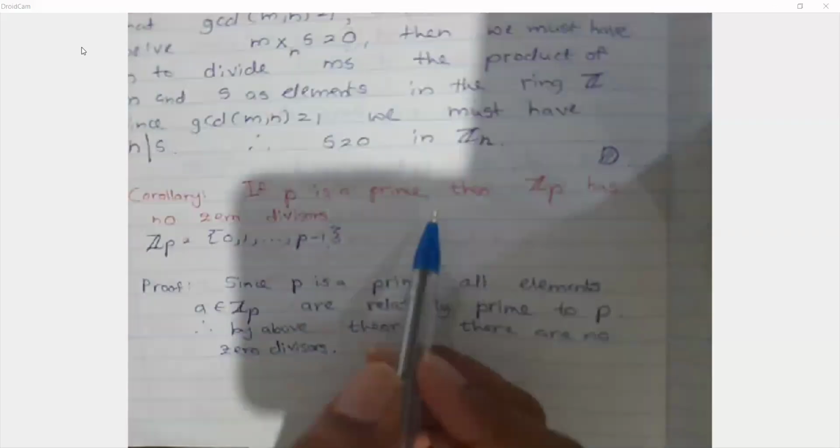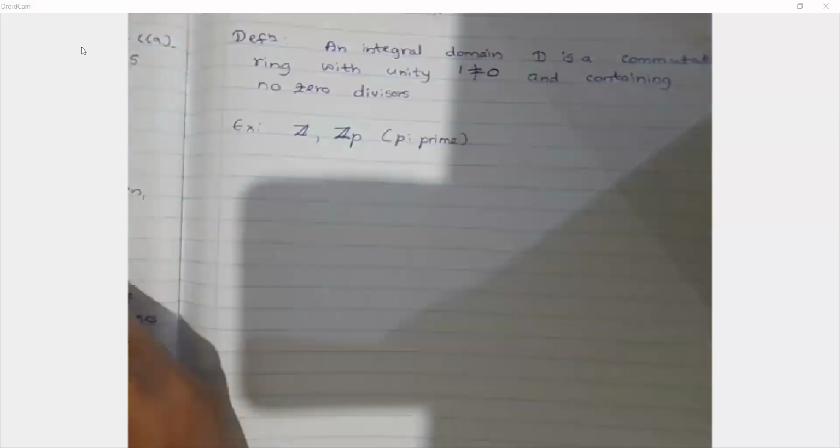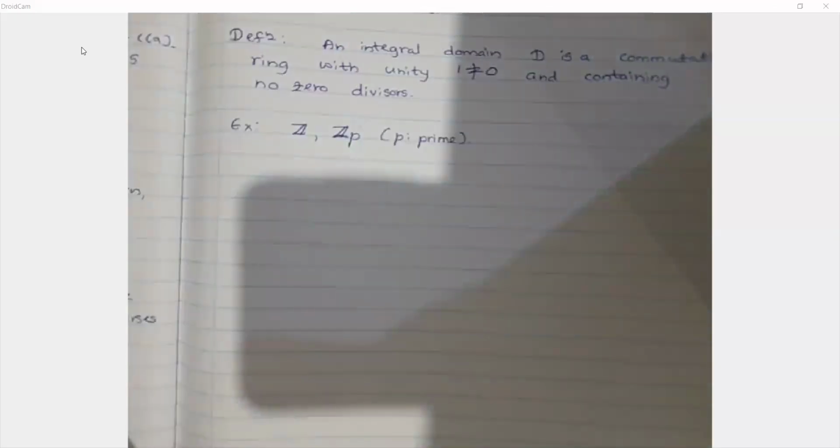If P is a prime, then Zp has no zero divisors. It's a commutative ring because multiplication modulo n, or modulo p in this case, is commutative, and it has no zero divisors. Therefore, this is an integral domain. So we understand that Zn is not an integral domain if n is not prime. We have seen examples from last time, Z6, where we had non-zero elements which are zero divisors. In Z6, we saw that 2 and 3, even 4, are zero divisors.